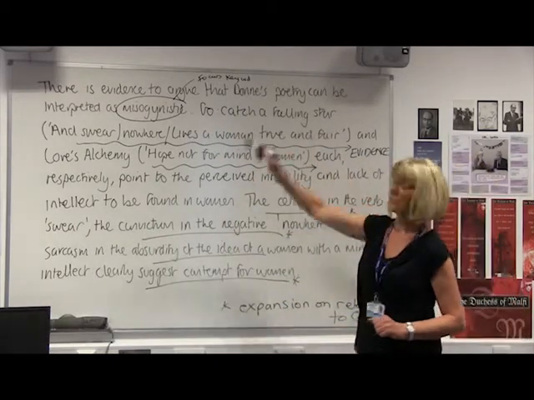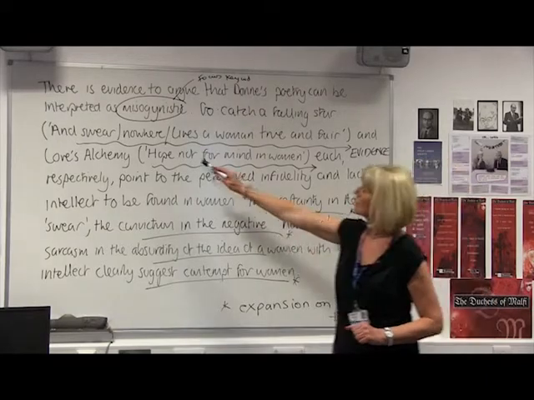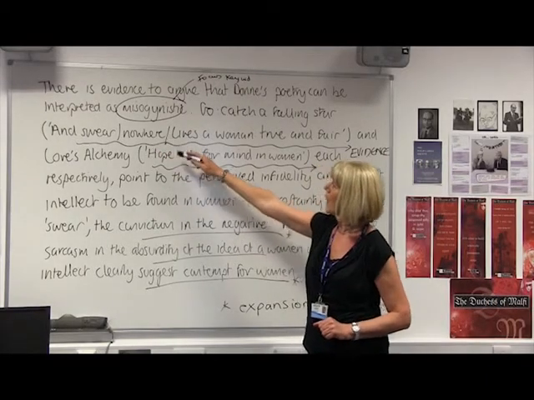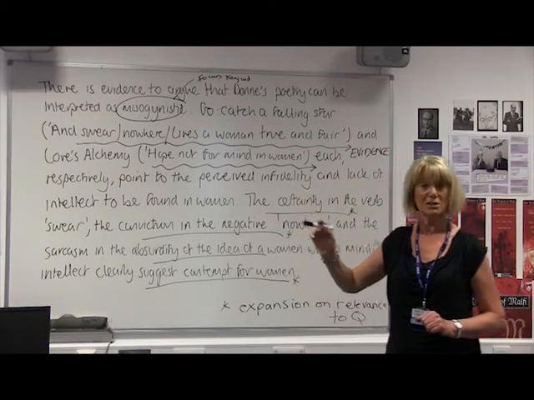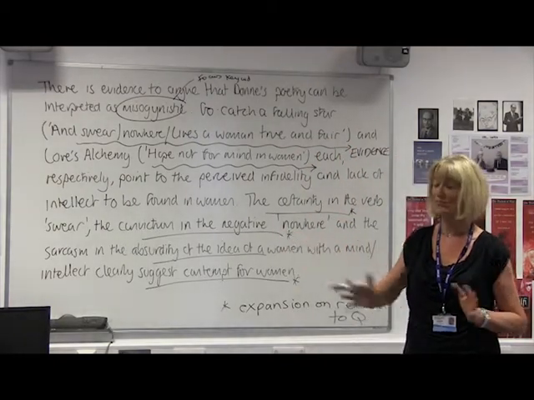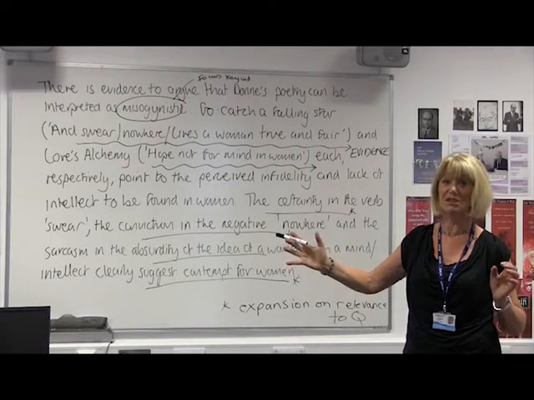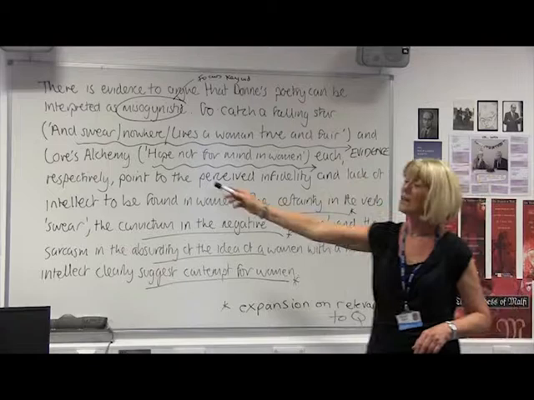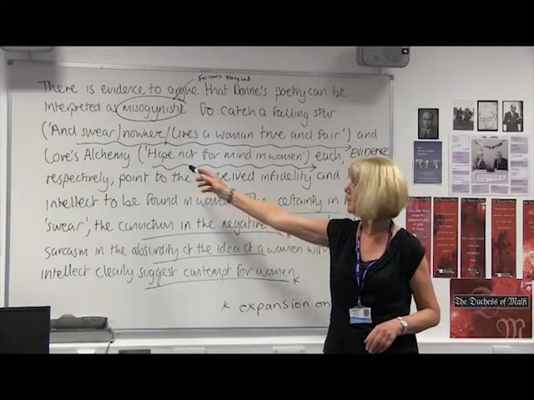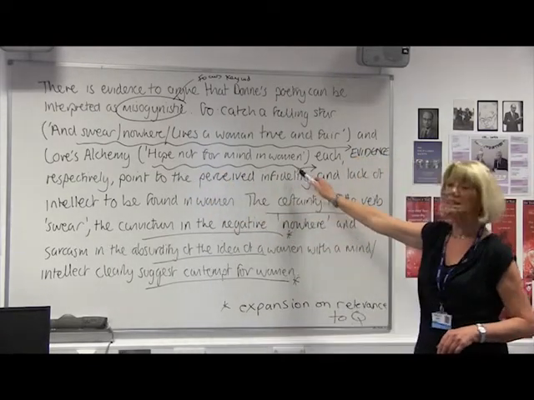Go Catch a Falling Star, one of his poems. Here is the quote: "And swear nowhere lives a woman true and fair." Further evidence. One swallow does not make a summer. Just quoting one poem where he's misogynistic won't prove that he can be. We need another. And Love's Alchemy, a second poem by him: "Hope not for mind in women."